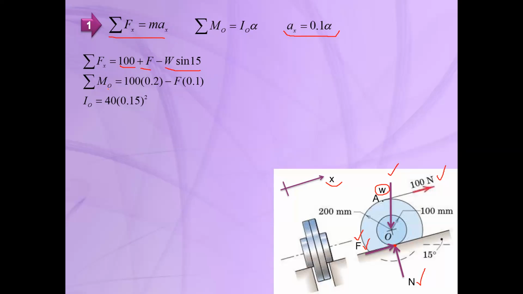And the second equation is the moment equation about this point O. Okay, and this point is the mass center. If you write a moment equation about this point O, we will have one moment due to this 100 force, this force.